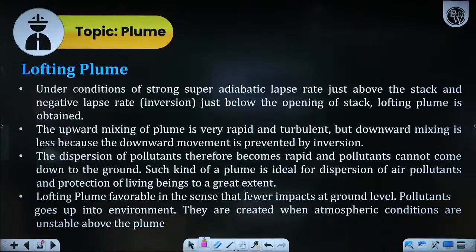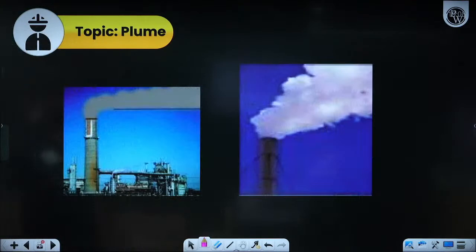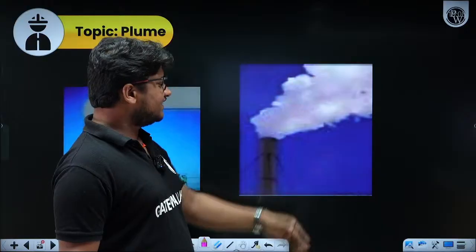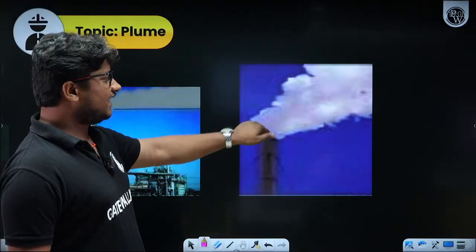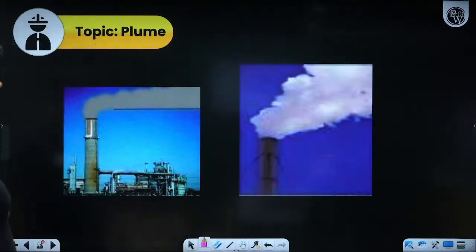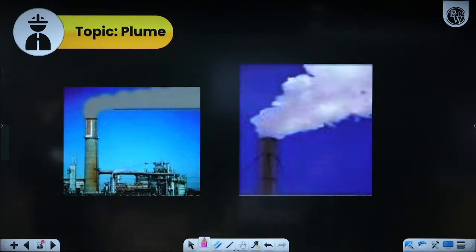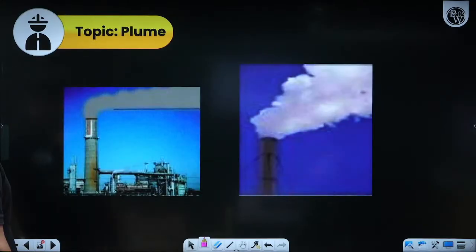Regarding lofting, I have written some theoretical discussion for all of you. Later on you can read this. This is a real life picture of lofting, as you can see. The plume is coming from a stack and going directly upward. This also goes directly upward. Clear?